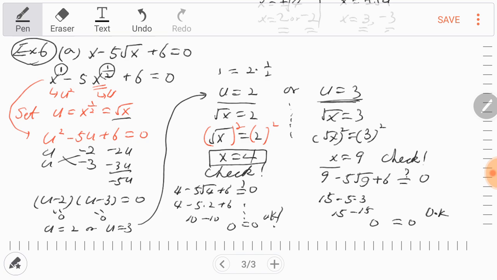So the solutions are x equals 4 and x equals 9.